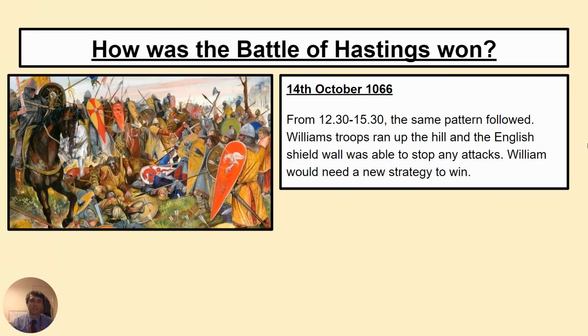Now, these timings are obviously rough, but from roughly about 12:30 till 3:30, the same pattern follows. You end up with the troops running up the hill, and the English shield wall stops any attacks. It's a lot of stabbing, it's a lot of slashing, and people dying, but there's no real progress for either side. And it was clear William would need a new strategy to win.